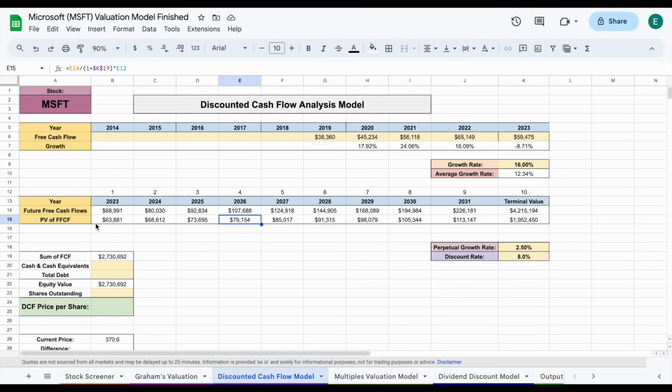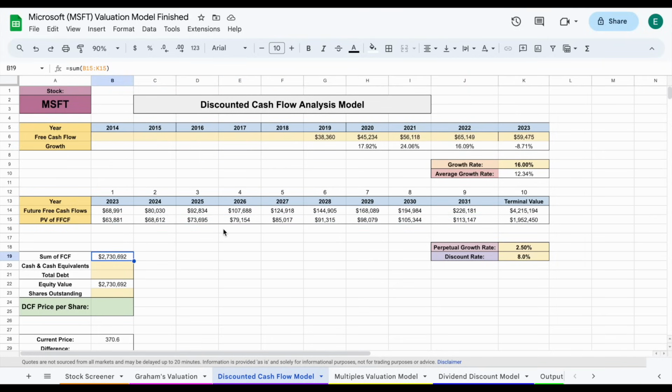Again, finding the present value of those future free cash flows is an extremely important step in this process. Now, once we've done this, it actually gets quite a bit simpler. All we need to do is add all the present values of the future free cash flows together, and that's what I've done right here. You can see I used a sum formula to add all of those together.